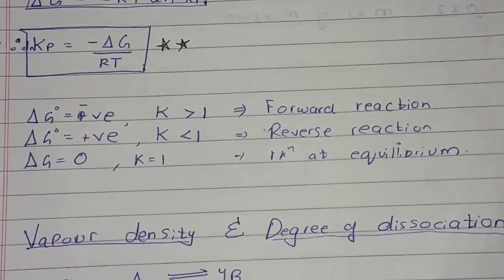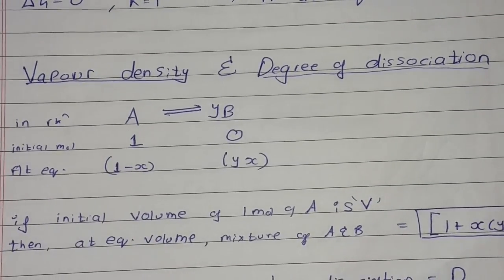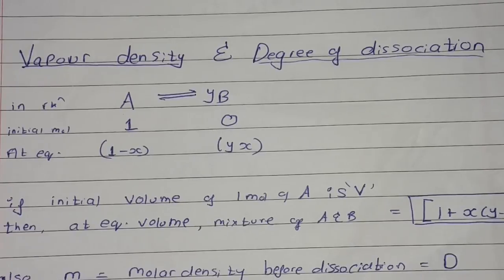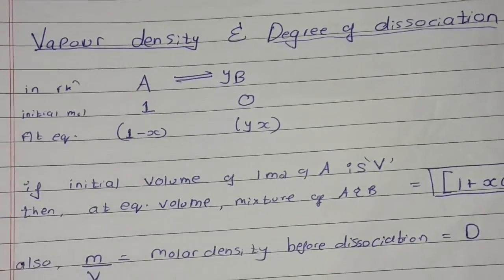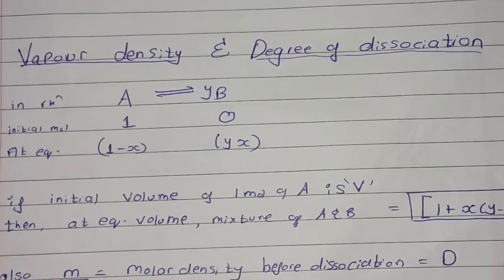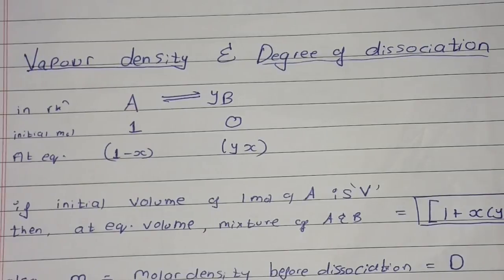Now vapor density and degree of dissociation. It's actually part of electrochemistry, or we can say it's part of volumetric analysis. Now let's study what this degree of dissociation is. Actually, degree of dissociation is a topic of ionic equilibrium. Now let's see what it says in chemical equilibrium.